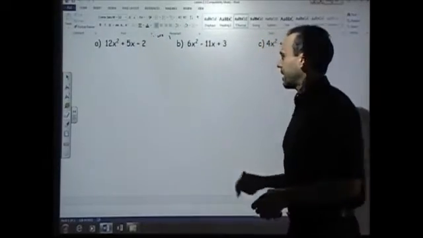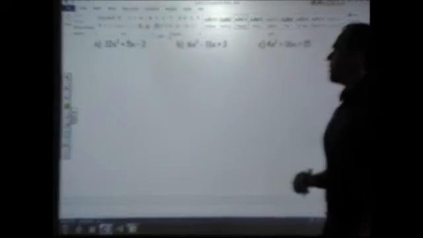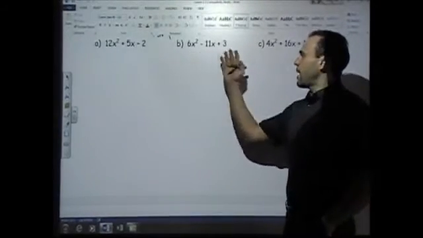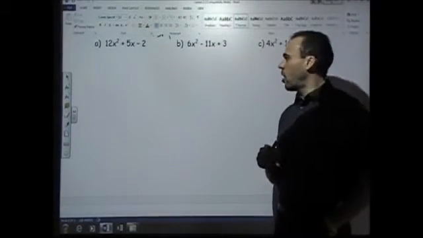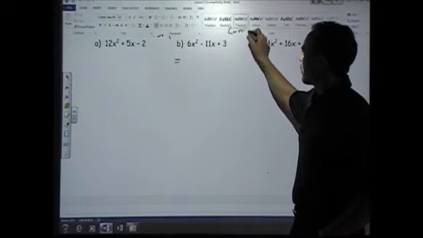So let's take a look at the second one here. The second one here has 6x squared minus 11x plus 3. Common factor, there is no common factor between all of those. So I have to use decomposition because this is a complex trinomial.